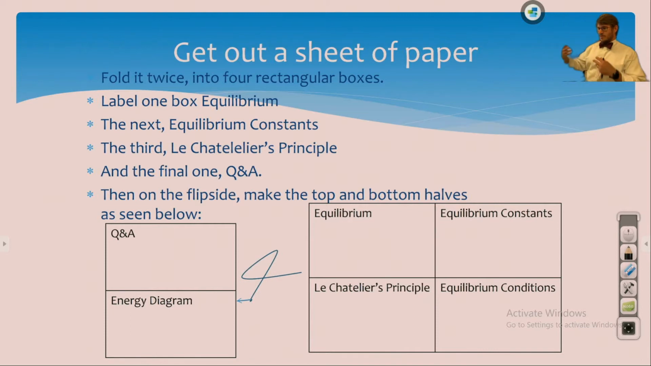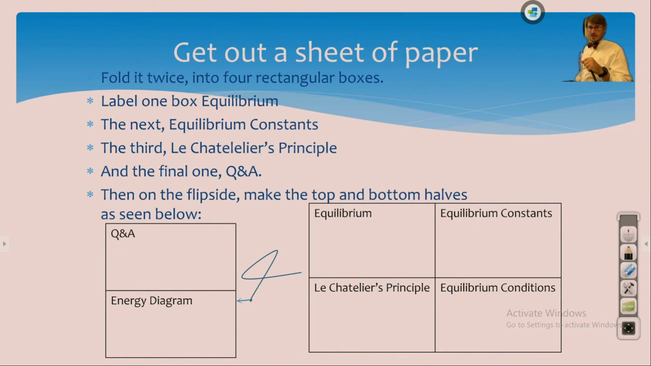And then when you flip it over, we're going to make it landscape style. So we go portrait style first, flip over, and turn sideways, and you get landscape style. And you break into 4 boxes: equilibrium, Le Chatelier's, equilibrium constant, equilibrium conditions. Go ahead and make that sheet of paper. All of this back stuff and the front Q&A will be filled out in the next section of notes. But we're going to fill out the energy diagram first thing. That's the bottom half of the front piece of paper.